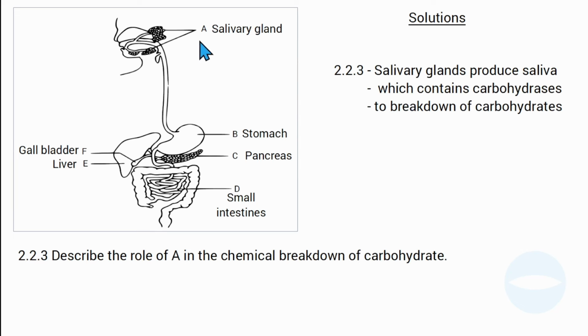So this is how you will answer the question. This is the role of part A. The salivary gland produces saliva, and the saliva contains an enzyme that breaks down carbohydrates or starch. Now let's get to the next question.